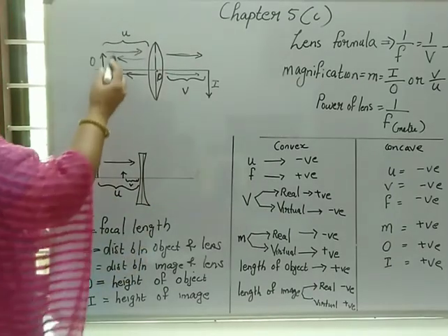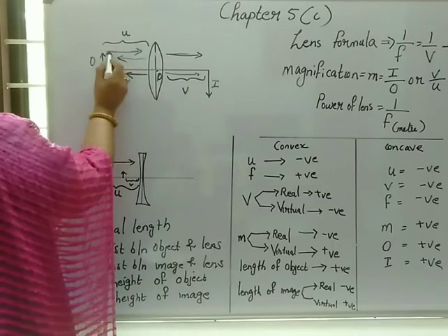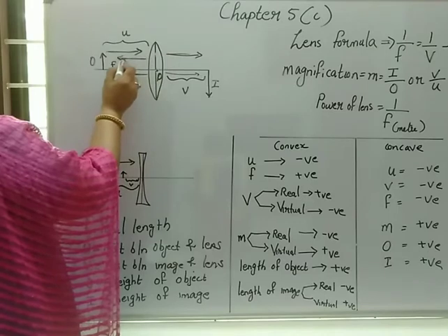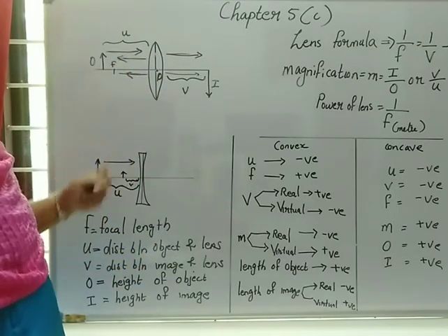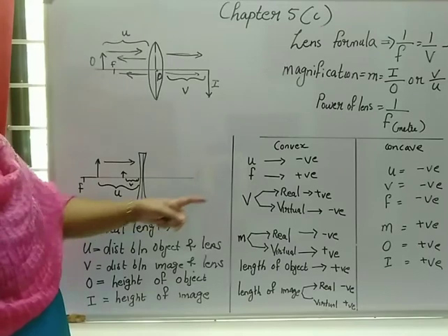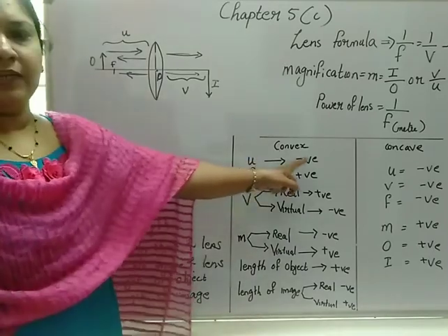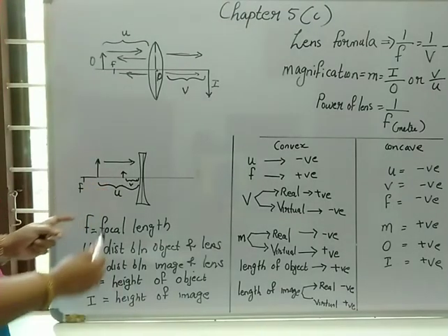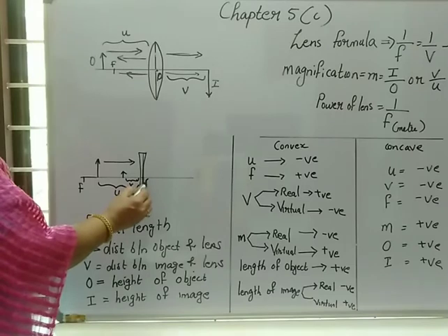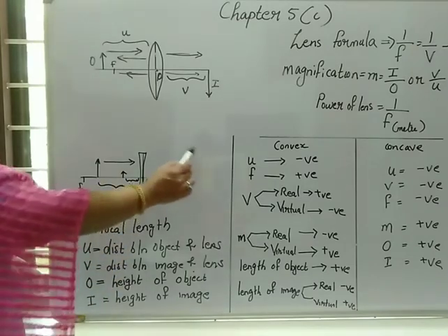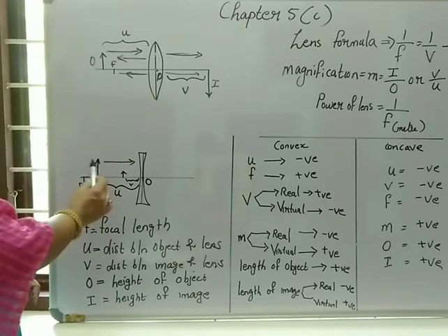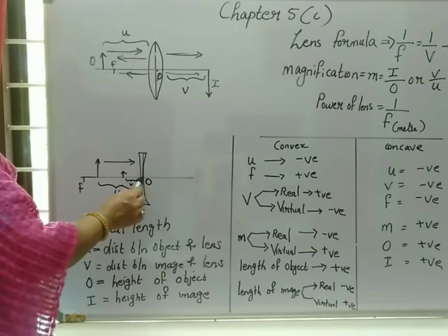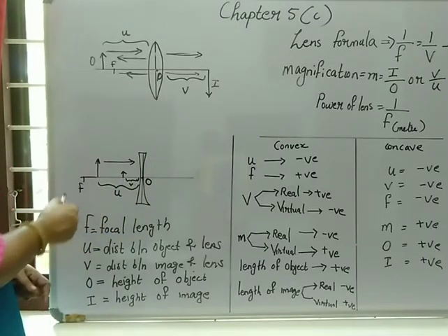Why? Because the direction of incident ray is forward, but we are asked to take the measurement always from the optical center in the opposite direction. So both are in opposite direction. So we will take for a convex lens U is negative. Same case for concave lens also. This is our object. This is the optical center. This is the direction of incident ray. But to measure U, distance between object and lens, from the optical center we have to measure it in the backward direction.